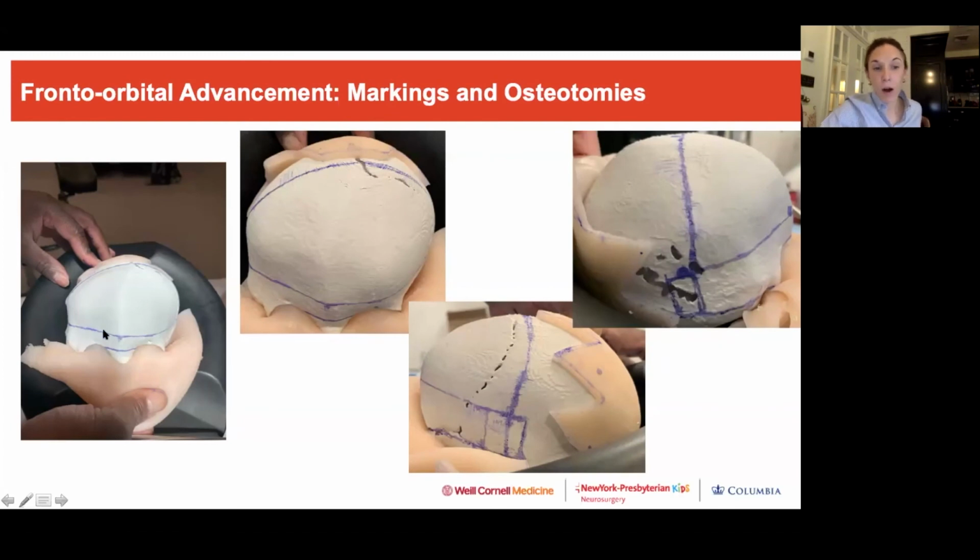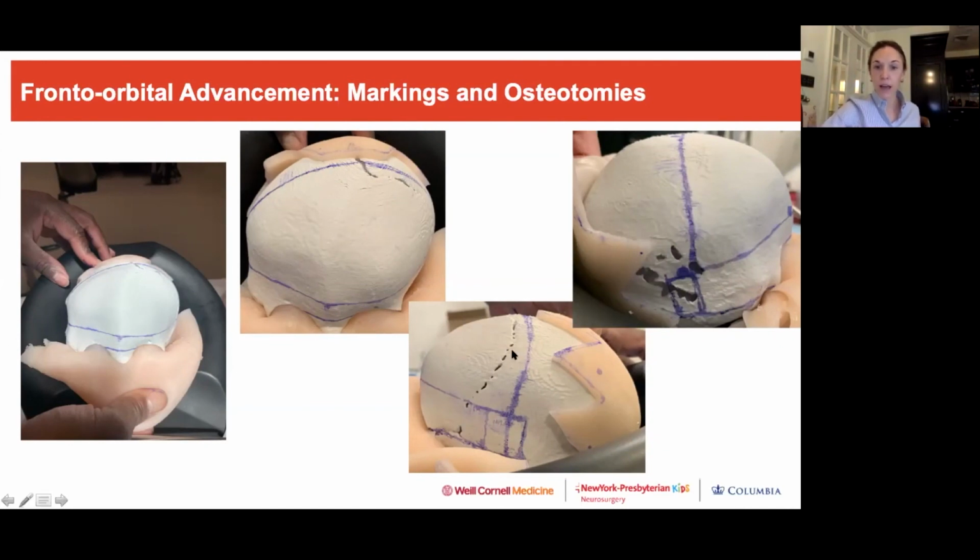We have to take off the entire orbital bandeau, which means we have to come through the skull base at the zygomatico-frontal suture, the frontonasal suture. We have to come through the top of the orbital rim and remove this bandeau. And then Thomas takes it apart, repositions it so that the orbital rim is in line, and then we replate it.